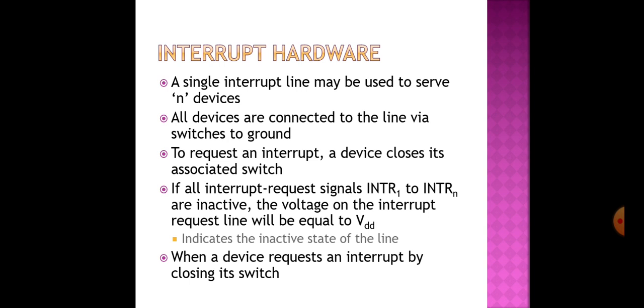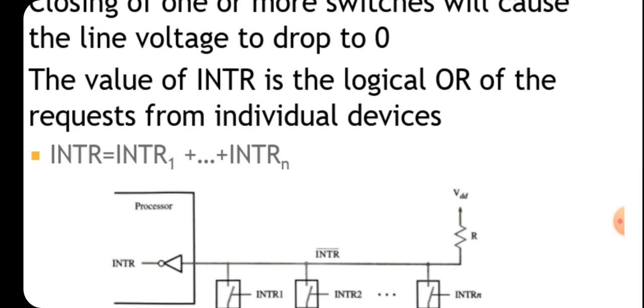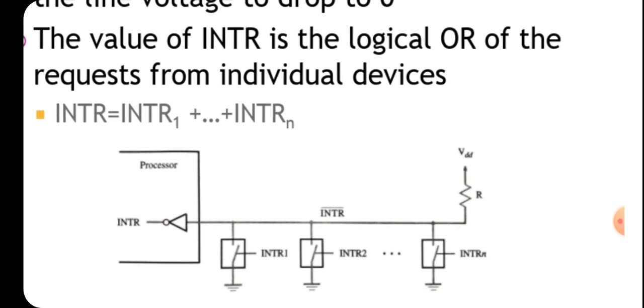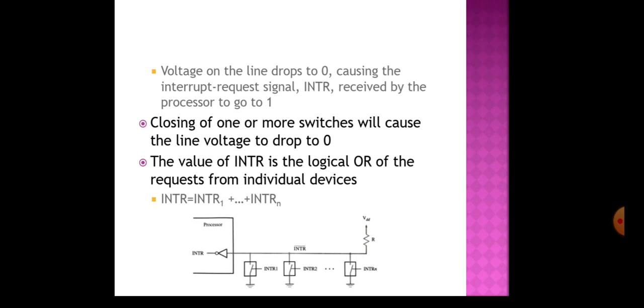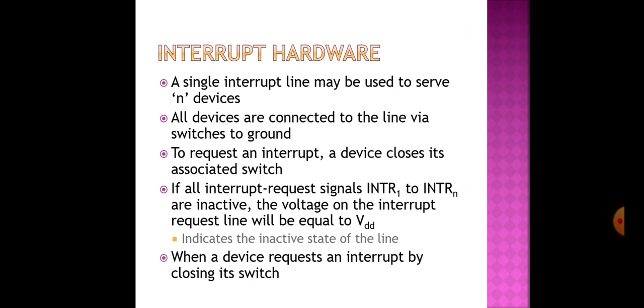Next is interrupt hardware. In a system having a processor and n number of input output devices, a single interrupt line may be used to serve n number of devices. That means for all the n devices, a single interrupt line can be used. Such an organization is shown in this diagram. Here you can see a processor and n number of input-output devices. All are connected to a common interrupt request line INTR through a switch. To request an interrupt, a device closes its associated switch.